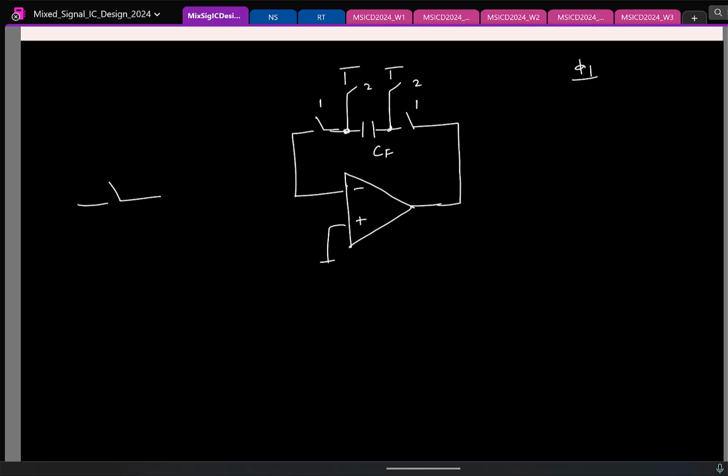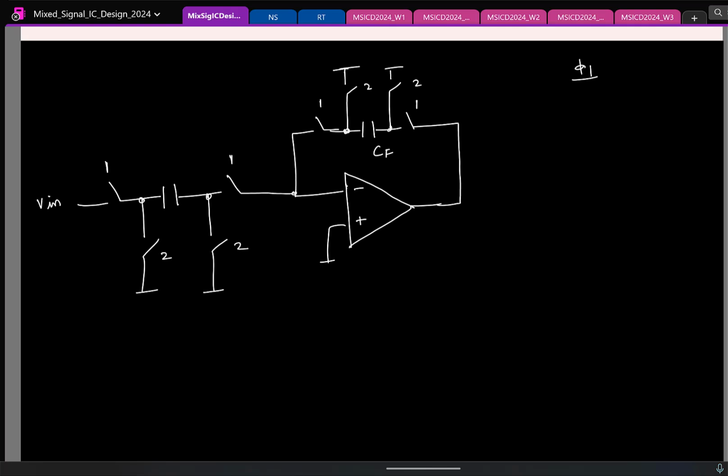So I have this. And remember, I should also be transferring the charge to CF in the same clock phase. So what should this be clocked at? Phi 1. So this is Vn, which means in the other clock phase I should reset this guy. Okay.